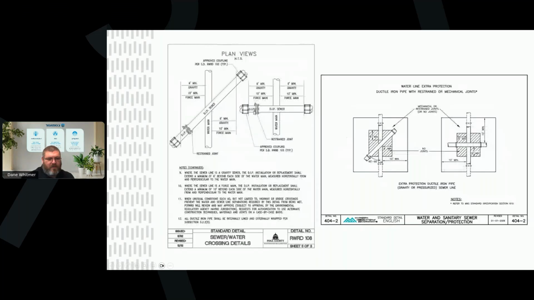So here's a couple of the other plan views for those types of crossings. Again, I prefer wherever I can to be as close to 90 degrees in those types. And then from outside to outside, I'm keeping a minimum of 10 foot from the next possible joint. That way, if there is a leak in these pipes and this is a pressure main, they're not cross-contaminating each other.